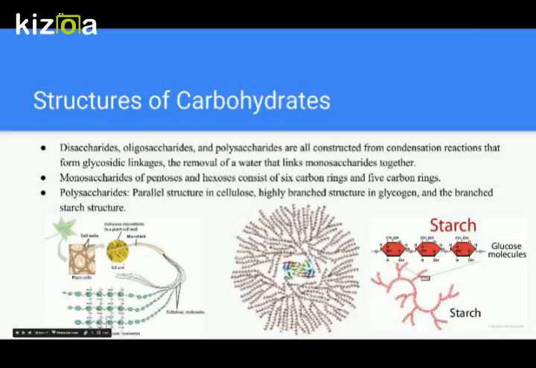links monosaccharides together. Moreover, a ring-like structure is found in the monosaccharides of pentose and hexose, each 5 carbon and 6 carbon ring sugars. More importantly, polysaccharides have several important structures. The parallel structure is found in cellulose and makes plant cell walls extremely strong. Also, the branched glycogen and starch structures, as shown in the last 2 images below, are not as strong as cellulose and can be more easily broken down.